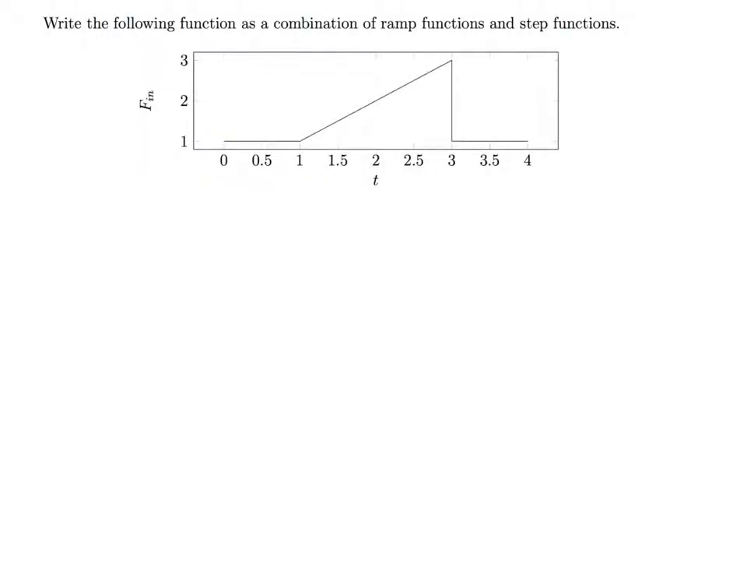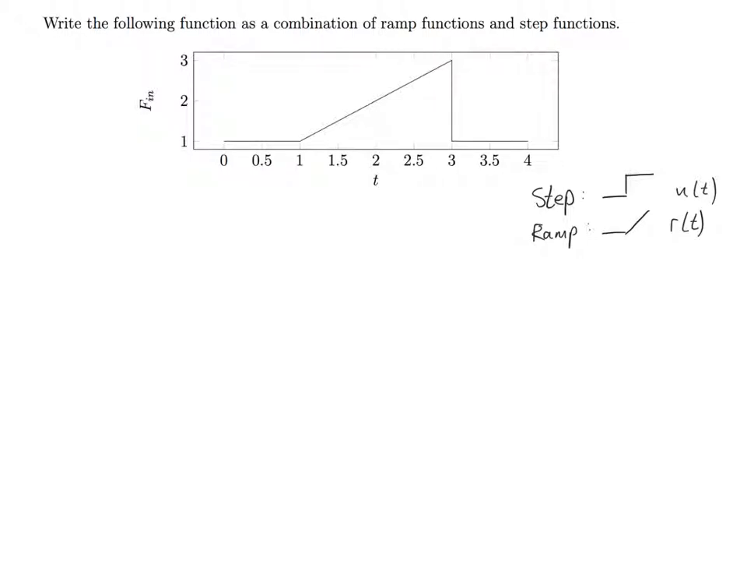In order to calculate the output from a linear system, we will often have to write the input as some combination of known standard inputs. In this question, we are asked to write a function as a combination of ramps and steps. The basic idea is that we will use a step function for every discontinuity and a ramp function for every change in slope. So let's get down to this.